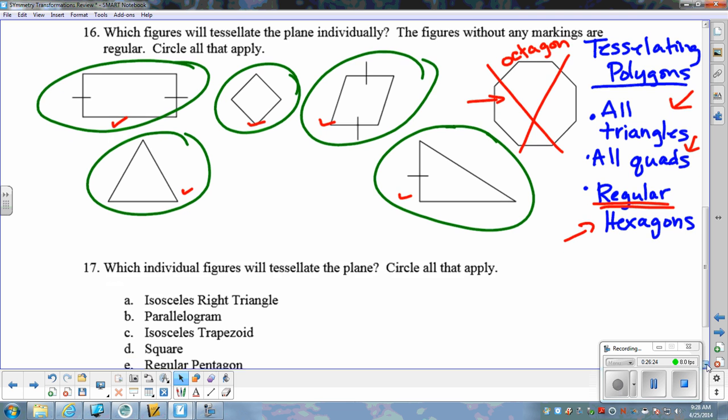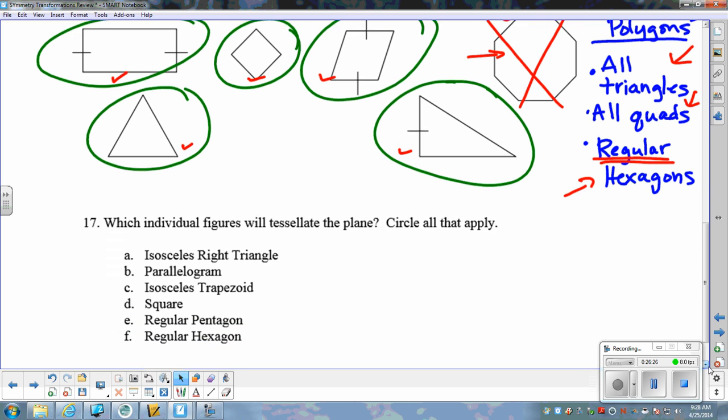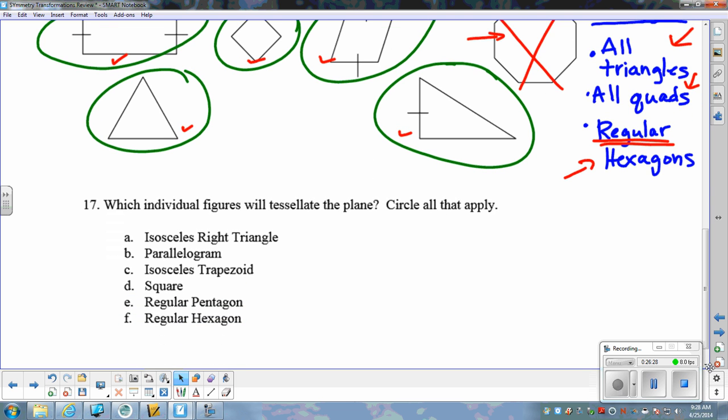You look at 17. It's very similar, pretty much asking the same question, which will tessellate the plane individually. So keep in mind all of those that are triangles and quads: parallelograms, isosceles trapezoids, squares. A regular pentagon is not in that category, and then a regular hexagon for that.